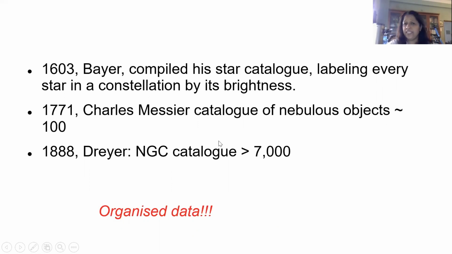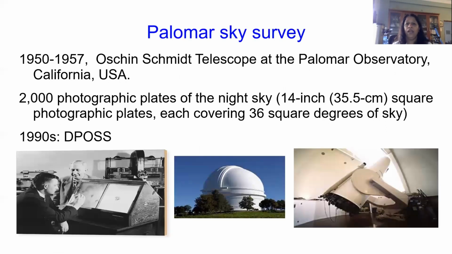And then you had the NGC catalog, the Dreyer catalog, and all these are examples of organized data where you observe the sky, and you organize what you observe in a category, in a systematic way, which can be used.